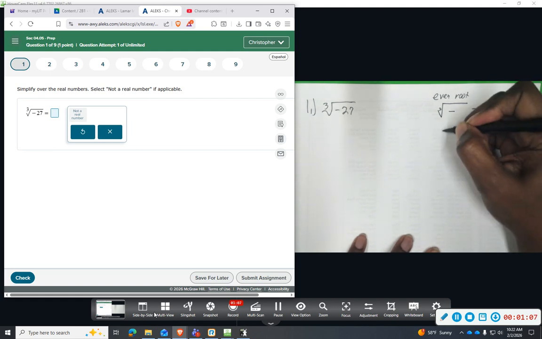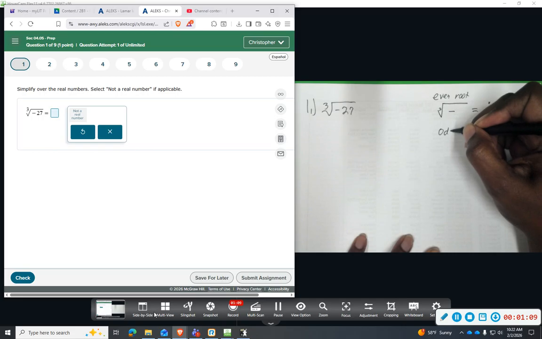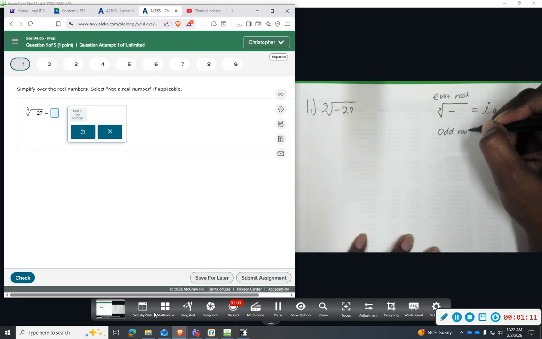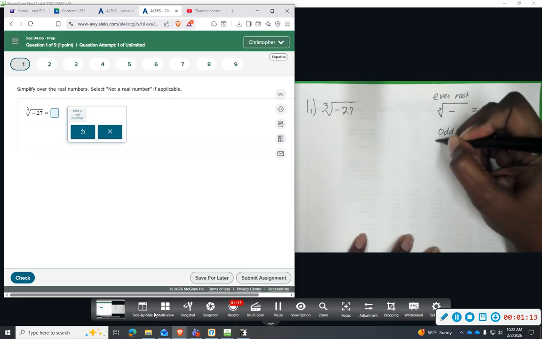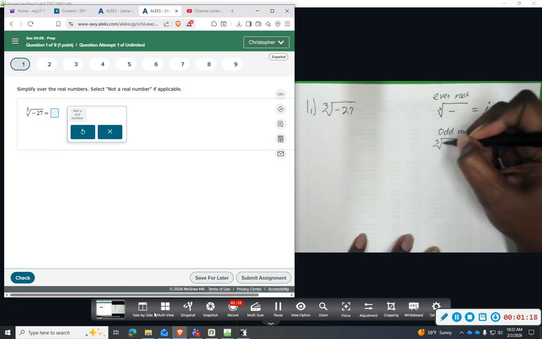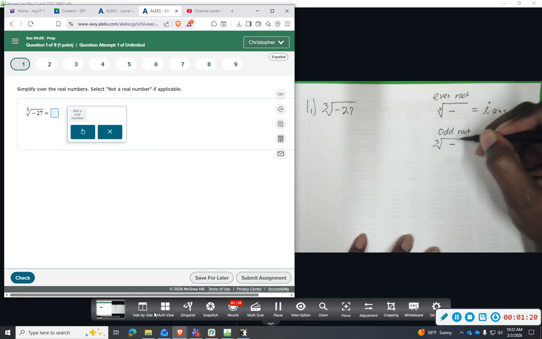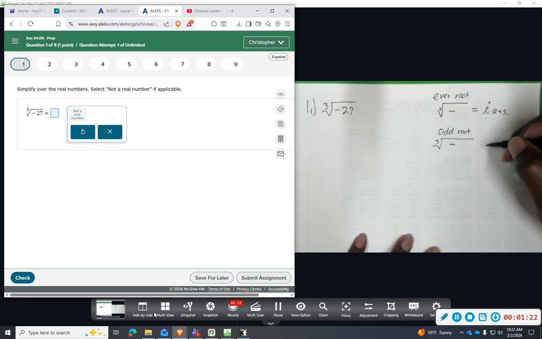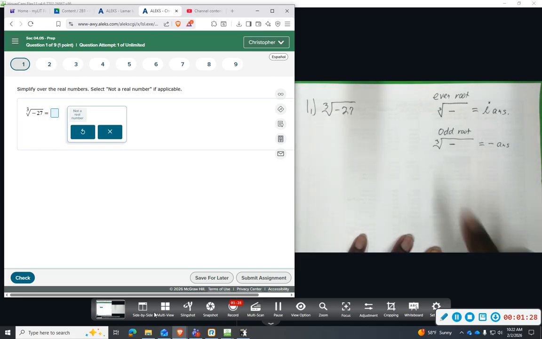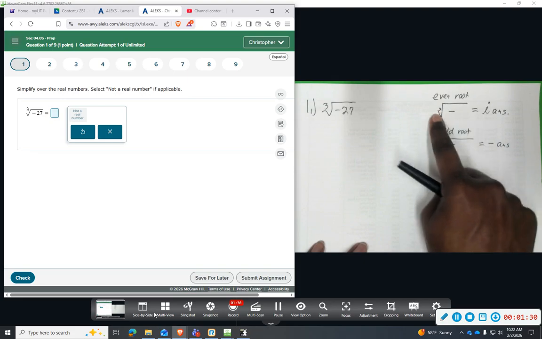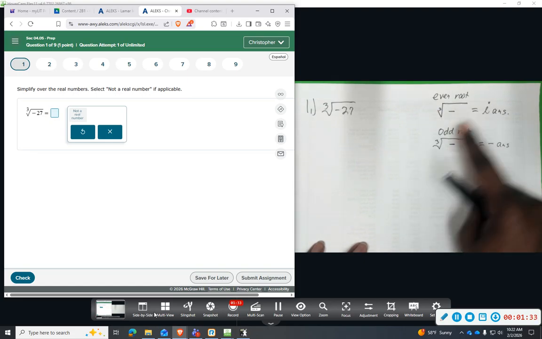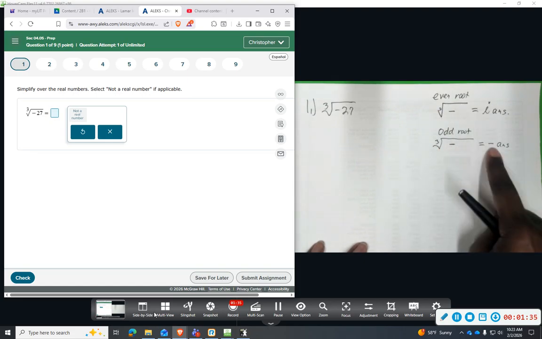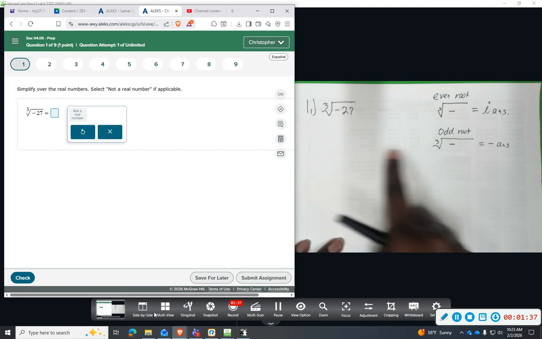However, if you have an odd root or odd radical, so that's a cube root, so a 3, 5, 7, 9, something like that here, and you have a negative under the radical, you will and can get a negative answer. So just be aware, negative when it's even is going to give us an imaginary. A negative under the root when it's odd, we'll just get a negative answer.